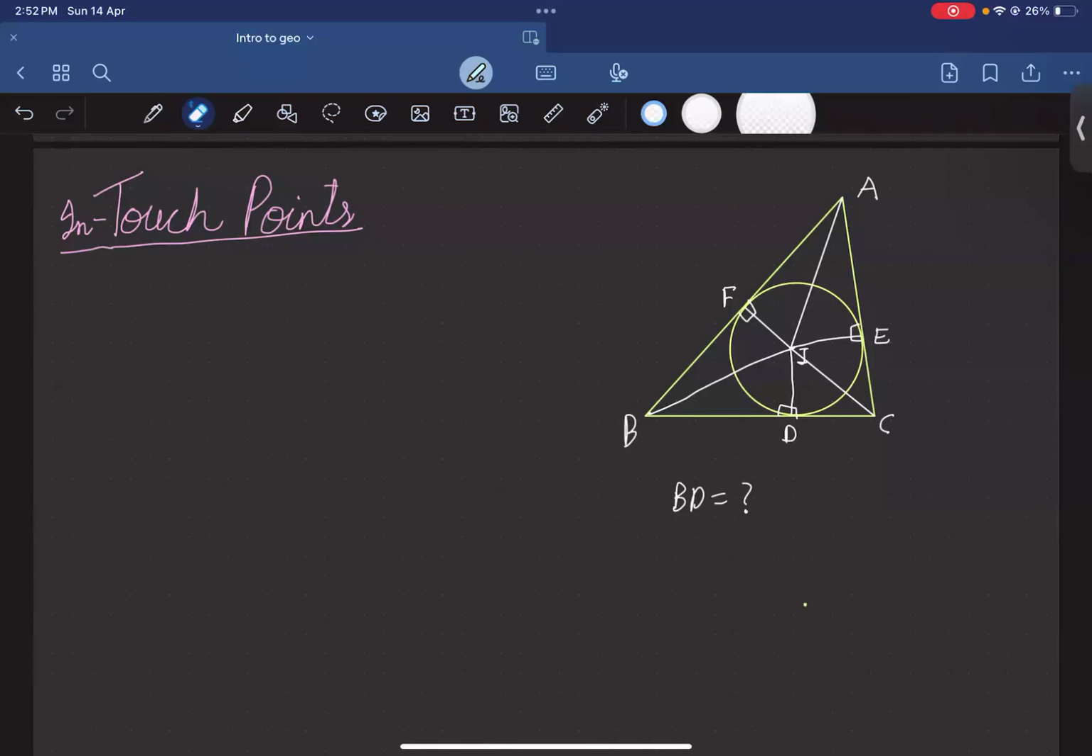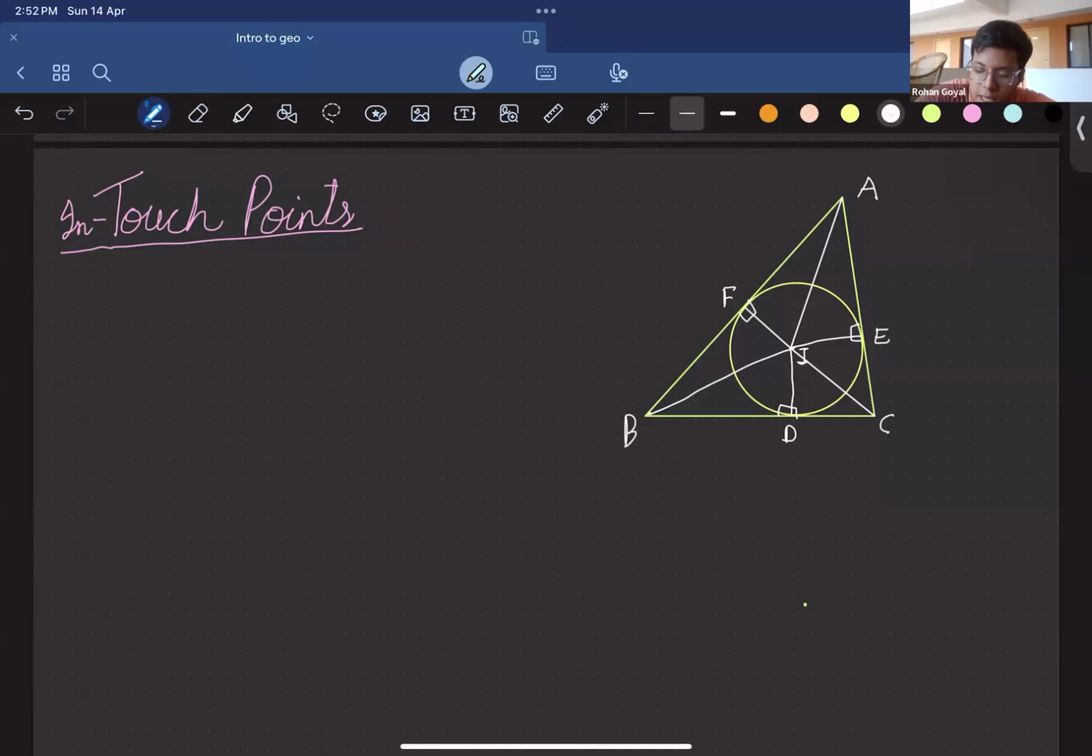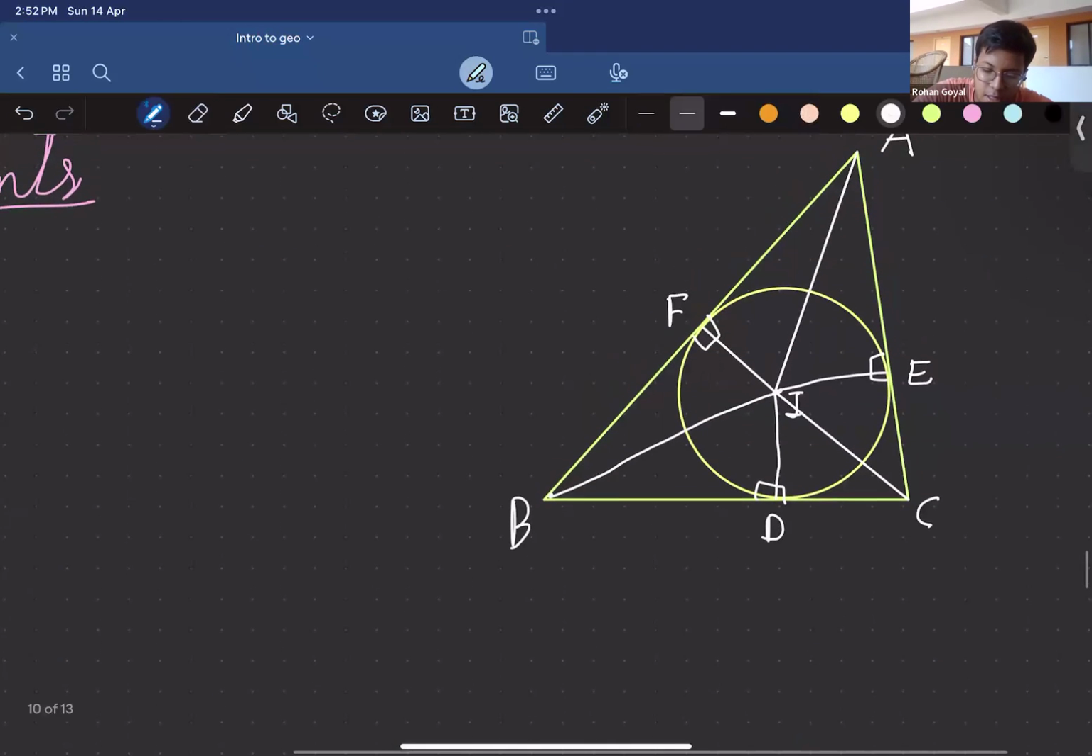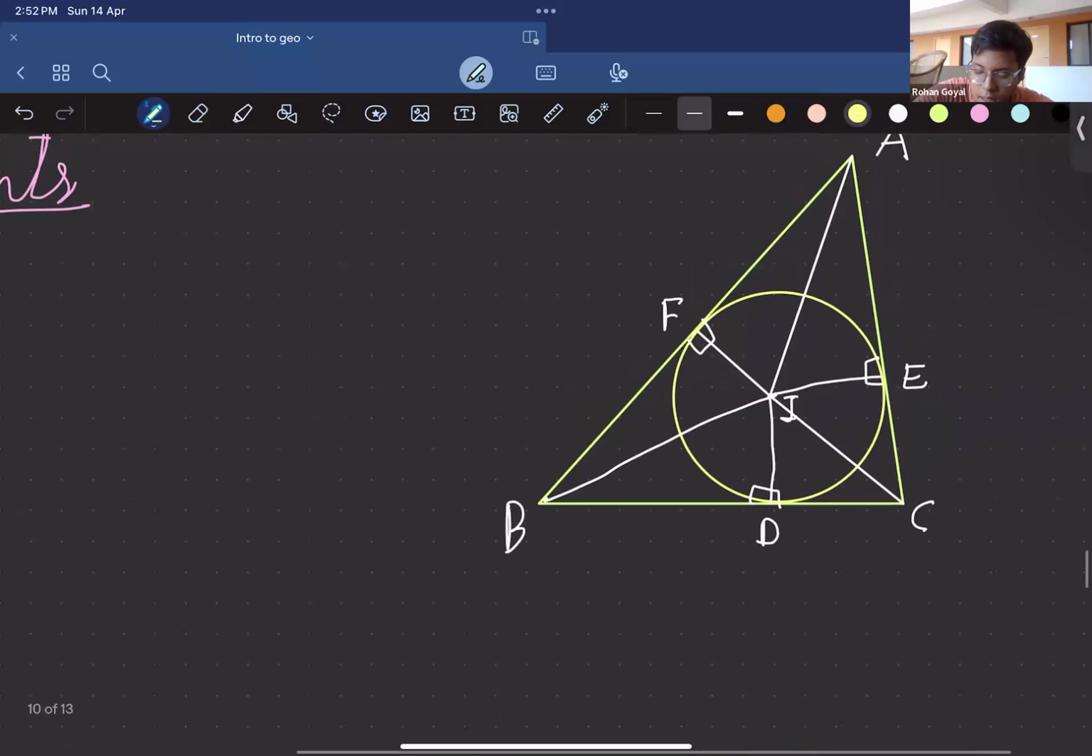Yes, so we know that BF is equal to BD. Good, so let's prove that quickly. Similarly, just a second, I agree with you. Let me just say this for the sake of many people. So we know that these two angles are equal, right? Because this was the angle bisector. And this angle is 90, this angle is 90, and this length is common, right?